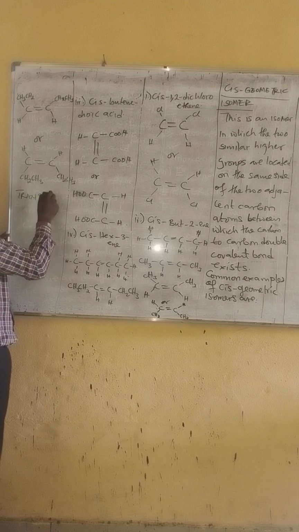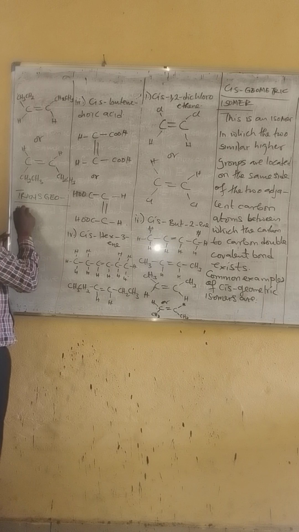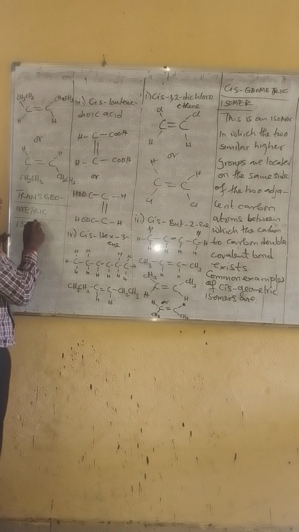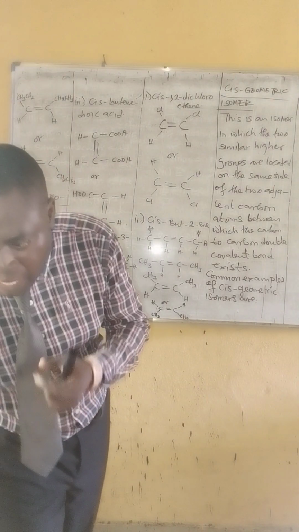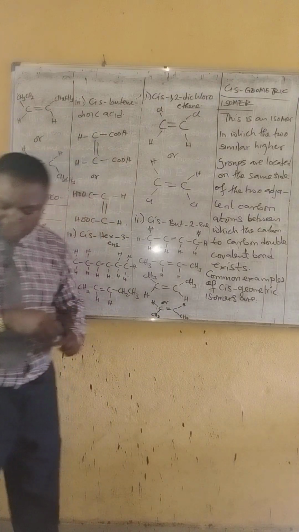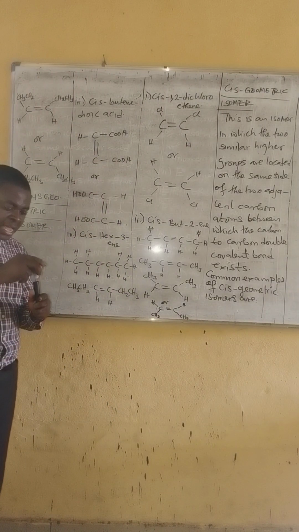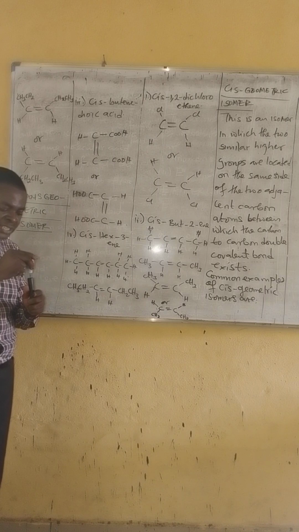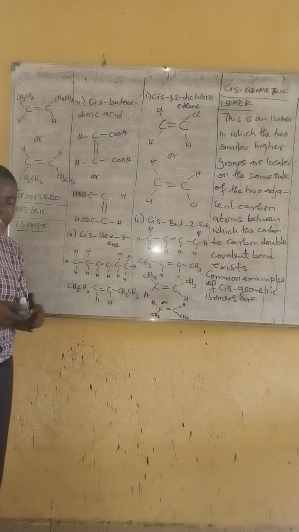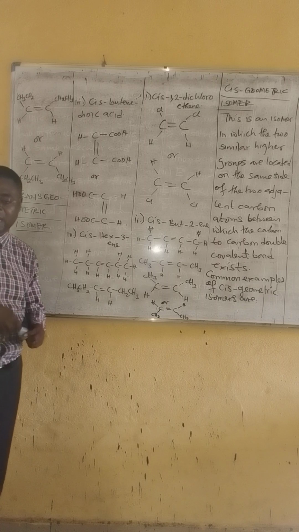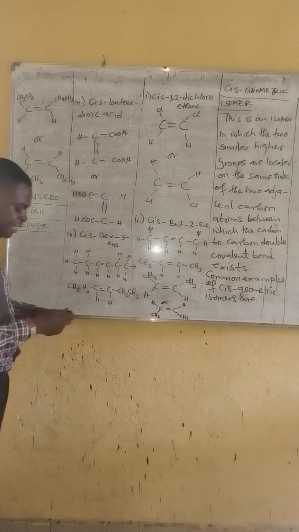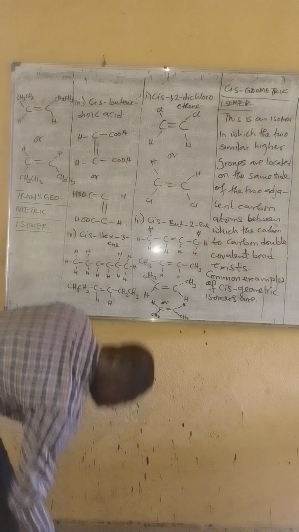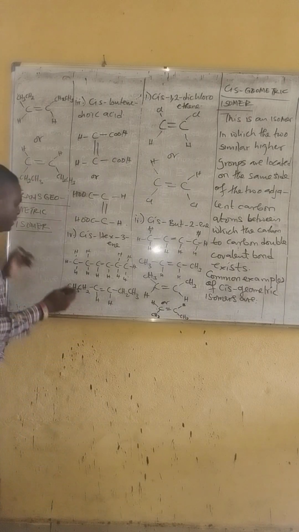Then let's look at trans geometric isomers. Trans geometric isomer. Now, in the case of trans geometric isomer, the two higher groups are on opposite sides. They are on opposite sides of the two adjacent carbon atoms bearing the carbon-to-carbon double covalent bond. So now, what are we saying?